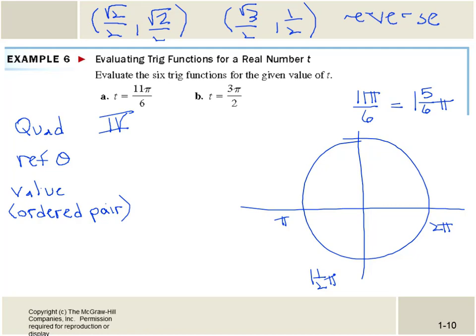Is 1 5/6 pi bigger or smaller than 1½? Is 1 5/6 bigger? It's bigger, right? Is it bigger or smaller than 2? Smaller. Right. So that places it between this point and this point, doesn't it? Which is quadrant 4. Does that make sense?